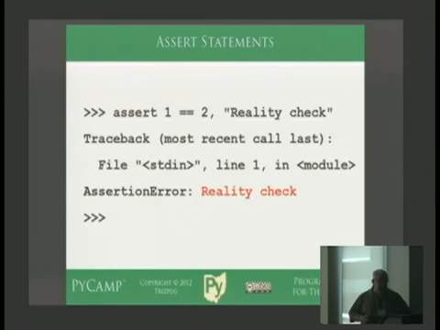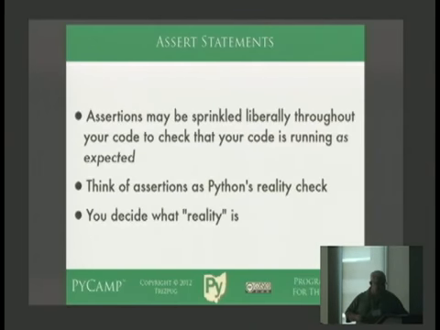In practice, it looks like this. Let's assert that 1 is equivalent to 2, which is almost certainly false. So that should raise the assertion error. Let's provide a message for the assertion error, in this case the string "reality check". And when the assertion error is raised, we see in the traceback that "reality check" is now the message. So we can label these assert statements by providing them with the second expression.